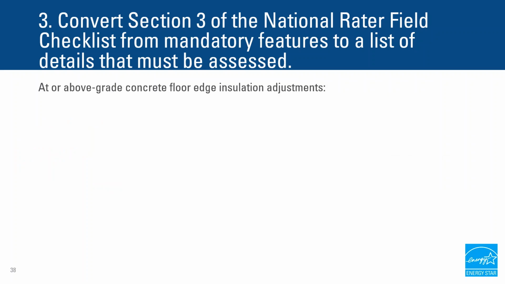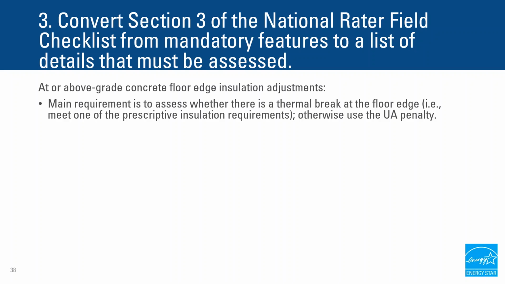So let's dive a little bit more into what's happening with the above grade concrete floor edge insulation adjustments. These are the details that we have our own guidance for. And so in revision 4, we added a U factor penalty instead of the insulation. And so now with this revision, we are mainly reorganizing where the requirement sits. So the main requirement on the checklist will now be to assess whether there is a thermal break at the floor edge. In other words, whether it meets one of the prescriptive insulation requirements.